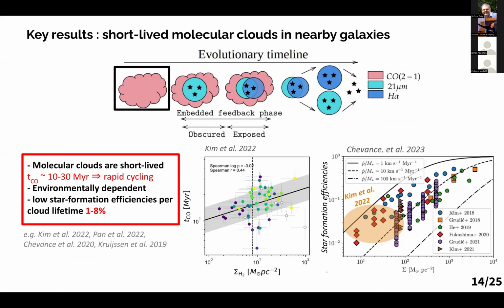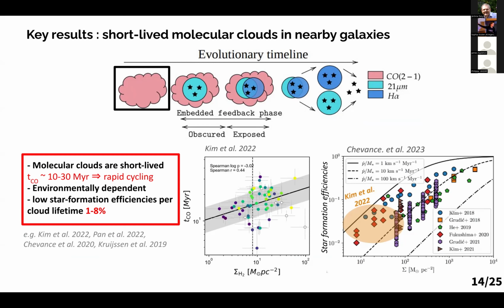They also showed that this timescale is environmentally dependent. So depending on global integrated properties of the galaxy, you will have typical molecular clouds living for different lifetimes. And the star formation efficiencies that are measured based on this timescale measurement are actually also quite low, because as I was saying, we are very close to the freefall time, only a few times higher. The star formation efficiencies measured were of the order of 1 to 8%.